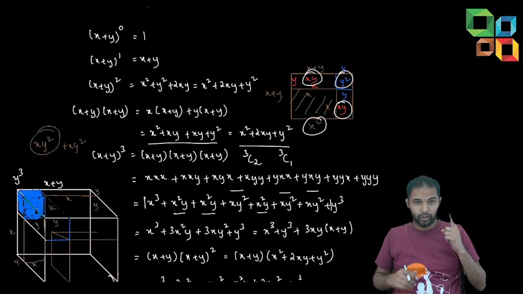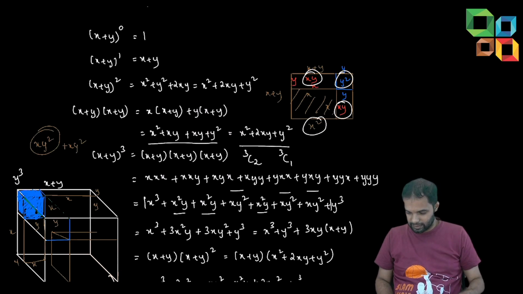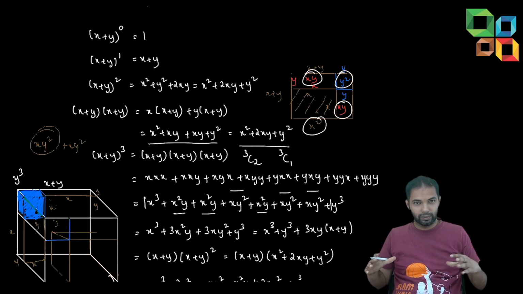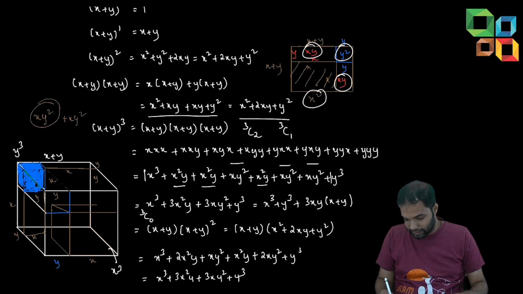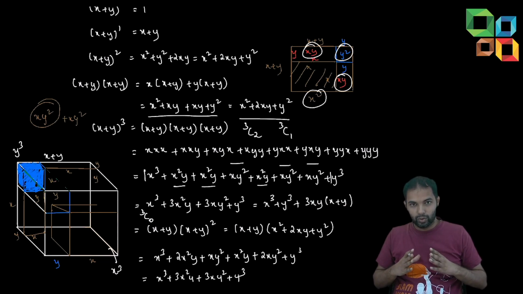There are 3 objects, I have to choose 1. Correct. Can you relate it now? Can you relate what we are talking about? So can you see this is nothing but 3C0, because I don't have to choose any of the x. There's only one way to get it.